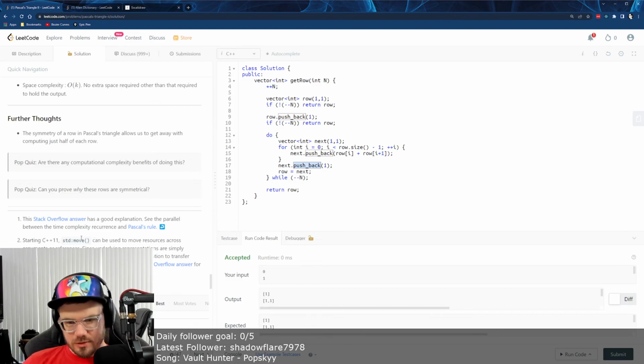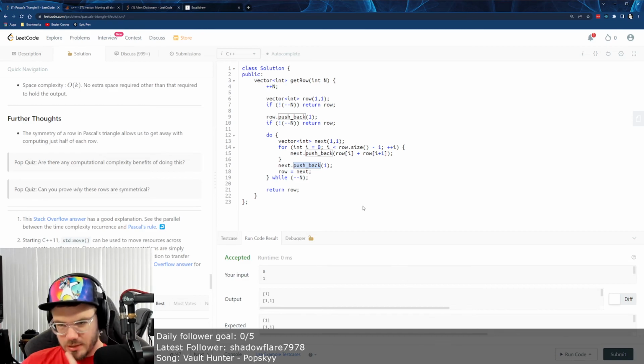Starting with C++11, standard move can be used to move resources across arguments or references. Since underlying representations are moved and not copied, this can be a very efficient operation to transfer elements across. Well, I need to learn more about that for sure. Let's just open this up.